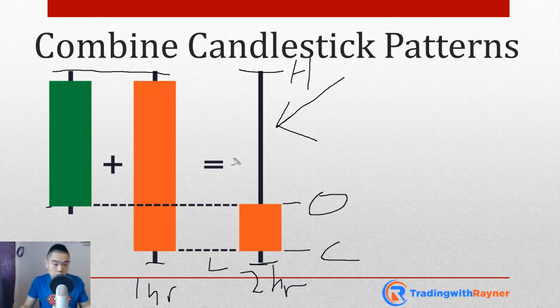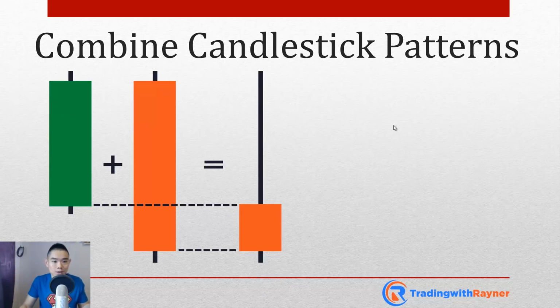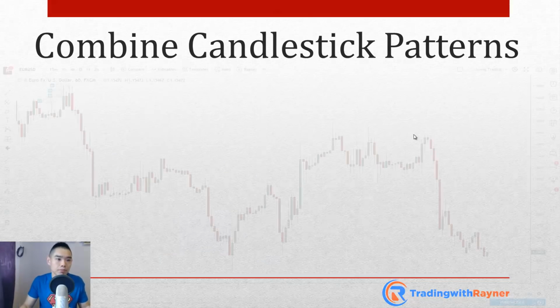And where is the close? Well, the close is essentially the close of the second candle, which is this one over here. This candle closed at this price level, and that's why you got this close. So when you combine these two candles, this one plus this one, you're going to get this bearish looking price rejection on your chart. Does it make sense? Okay, let's look at some real examples.